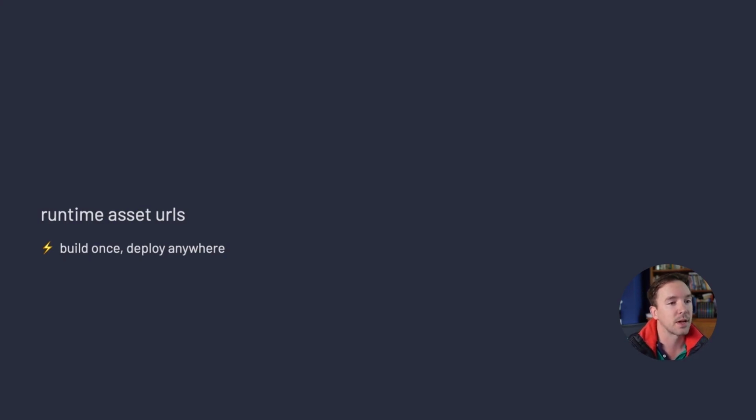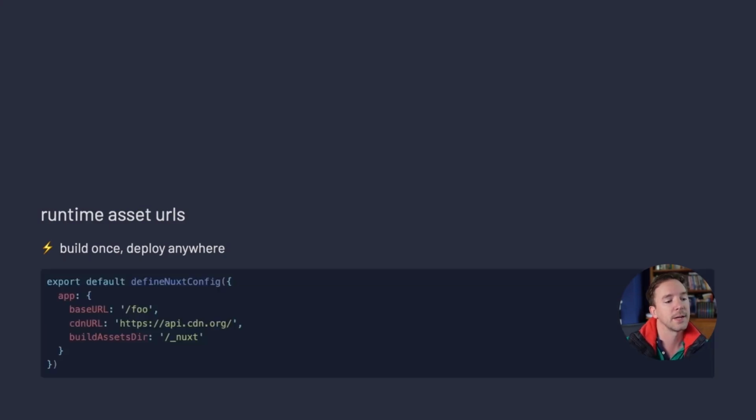The idea was with Nuxt, we want to be able to build once and deploy anywhere. So you should be able to build a version of your Nuxt server and then change the URL where it's hosted or change the base URL of it or change a CDN URL where the assets are located. So you should be able to configure all of this at runtime. You shouldn't need to run a rebuild simply to change the location where your assets, your JavaScript, your CSS, your images are located. It should be configurable at runtime, I think.